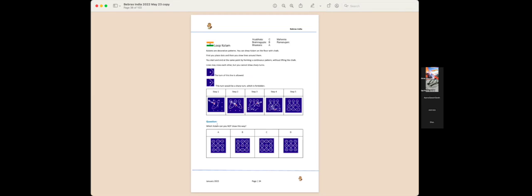Now, the question is, which column can you not draw this way? Please write the answers in the chat to me so I can see. Please write the answers to me in the chat.